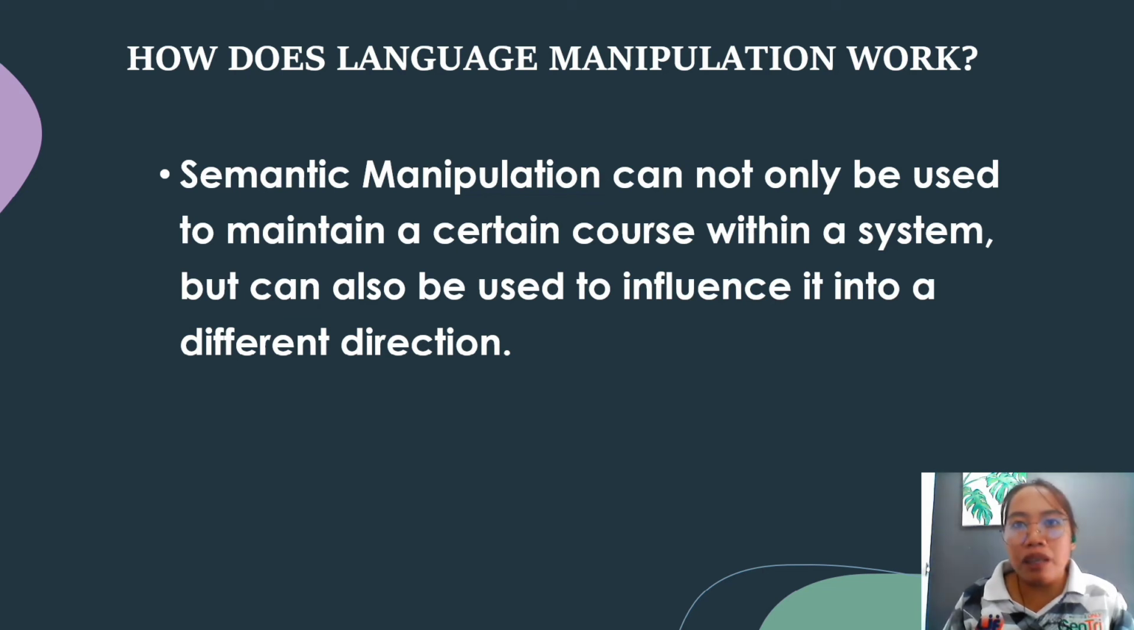Likewise, semantic manipulation can be used to provide you with false information within media and especially pseudoscience. In doing so, semantic manipulation can not only be used to maintain a certain course within a system, but can also be used to influence it into a different direction.